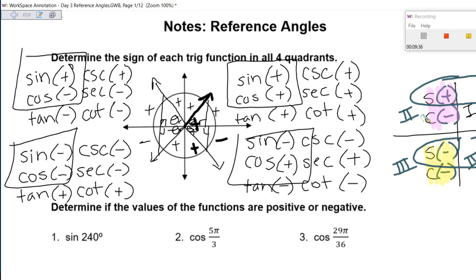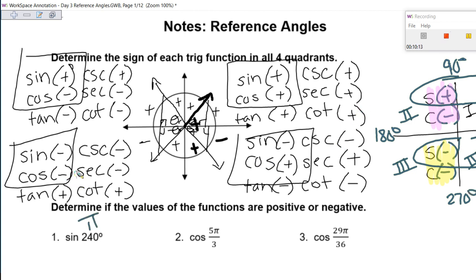Now we need to determine if the values of the functions are positive or negative. So if we're talking about the sine of 240 degrees, let me add some degree measures here. So this would be 0 degrees at standard position. Here would be 90 degrees. Here would be 180 degrees. Here would be 270 degrees. So if my angle is 240 degrees, in which quadrant would 240 degrees fall? Yeah, 240 degrees would be over here in quadrant 3.